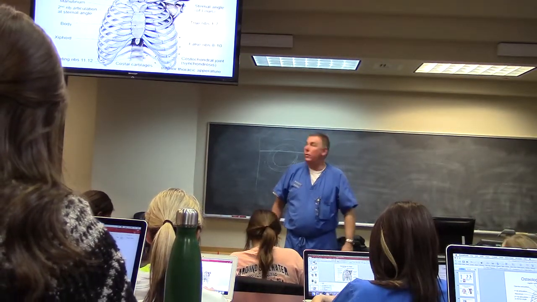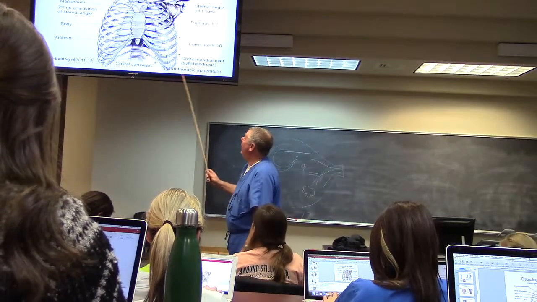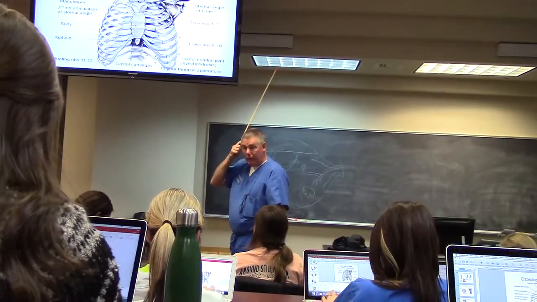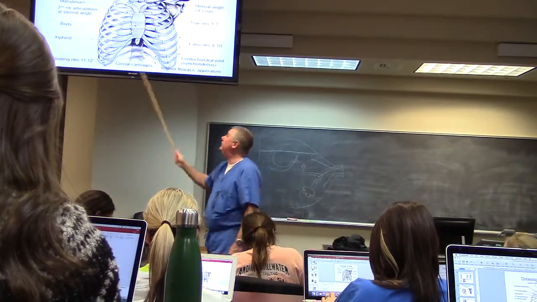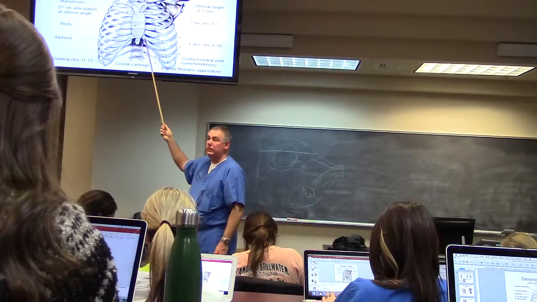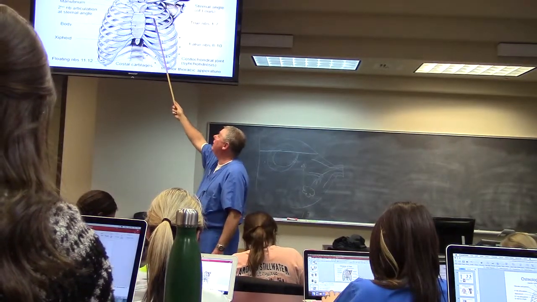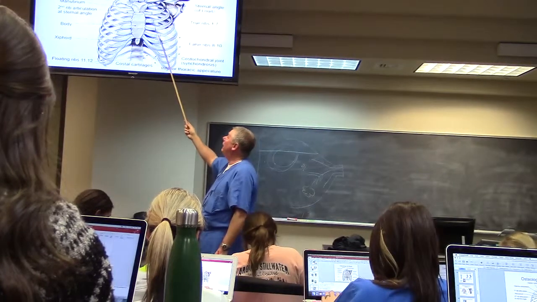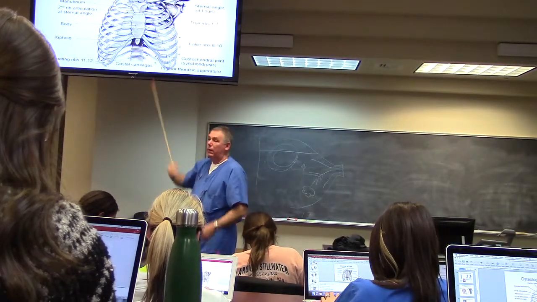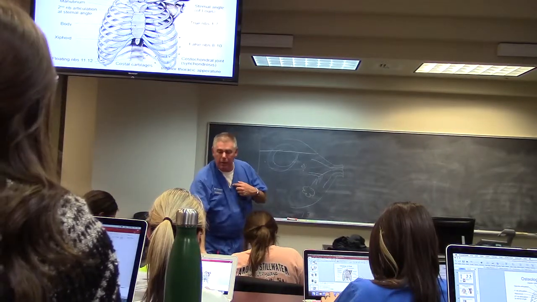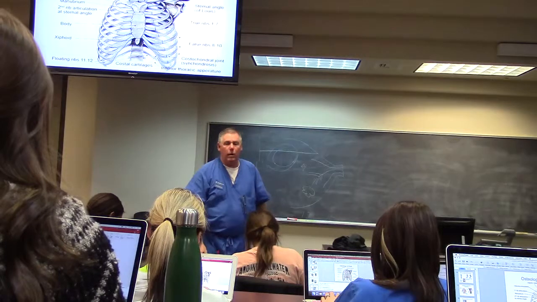Okay. The ribs themselves, you have 12 ribs, and none of them attach to the sternum directly. They all attach via costal cartilages. And you see that the orientation of the costochondral junction is sort of a Christmas tree. It's like that.